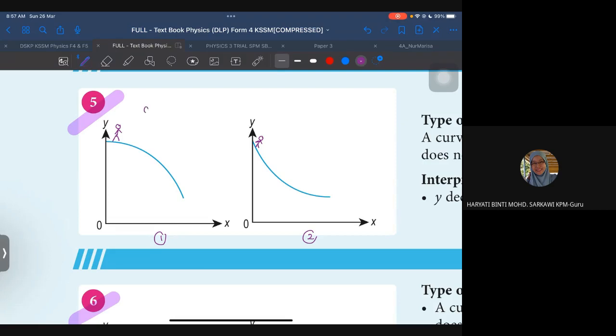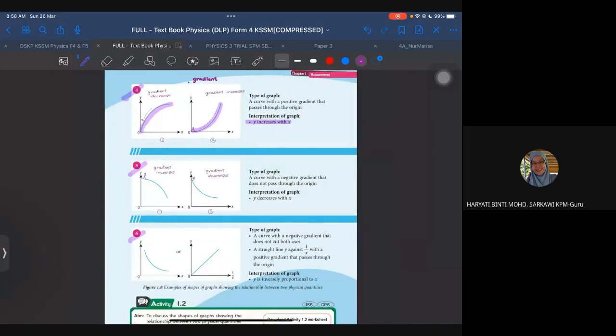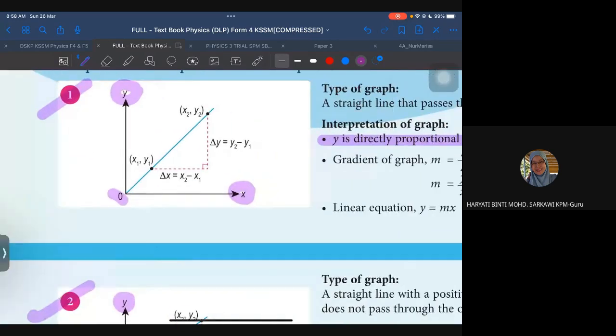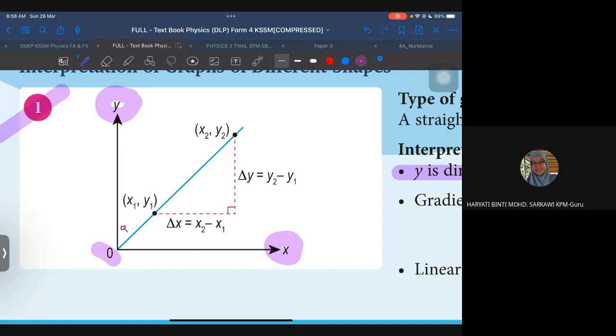Okay, so this one the gradient increases. Here the gradient decreases. Okay, wait, we look at this. So what can you say about the gradient of this graph? Let's say you run from here. Is the gradient increases? Or is the gradient decreases? Or there is no changes in terms of gradient?